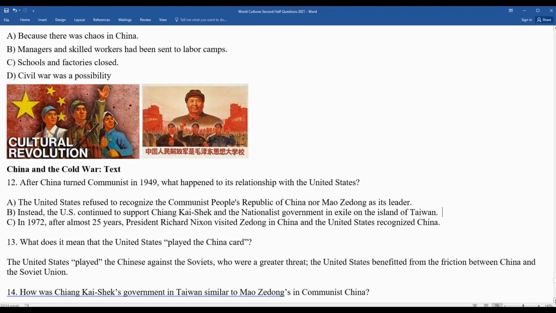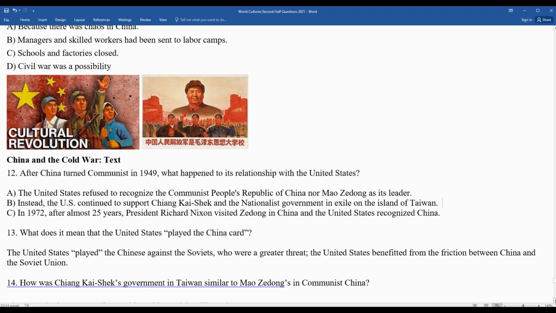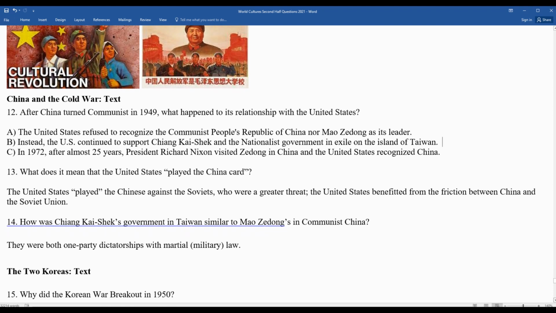14, how was Chiang Kai-shek's government in Taiwan similar to Mao Zedong's government in China? They were both one-party dictatorships with martial law, direct control, no real freedoms for the citizens. Next, we'll look at Korea.